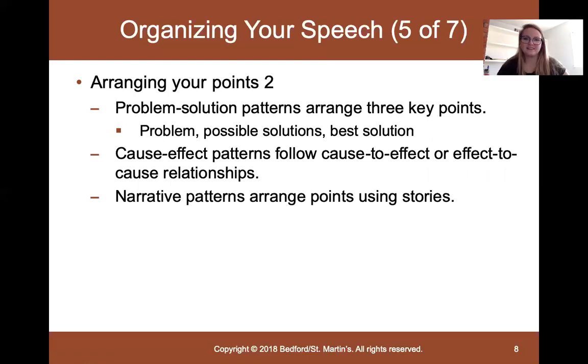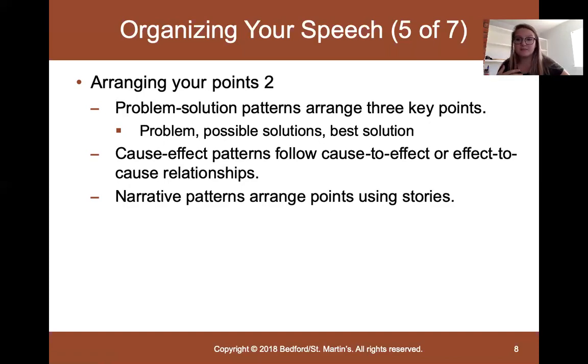Cause-effect patterns follow cause to effect or effect to cause relationships. So if you're doing cause and effect, you can talk about them either way, right? You can talk about the effect and then the causes, or you can talk about the causes and how that impacts everything else. And then narrative patterns arrange points using stories.